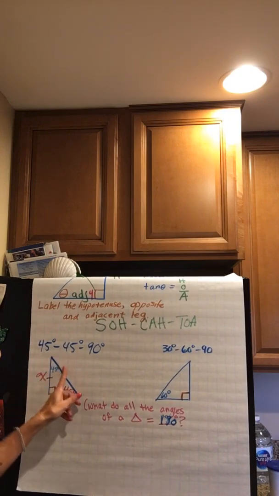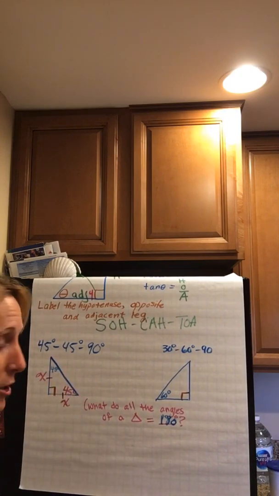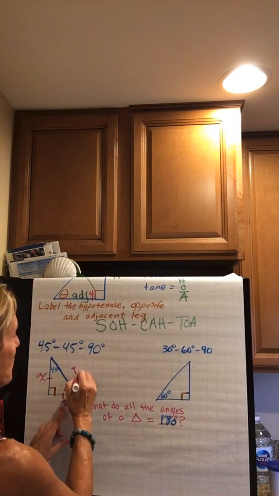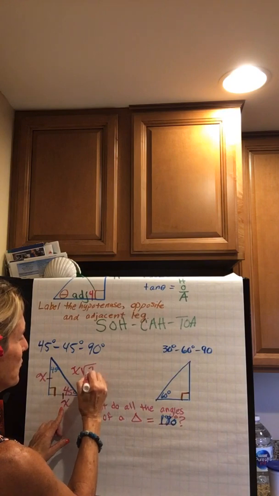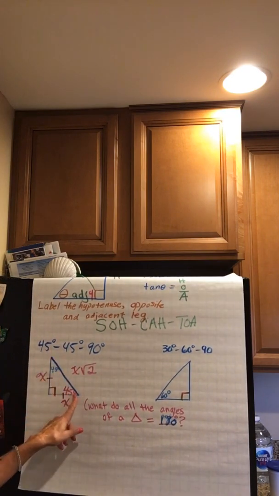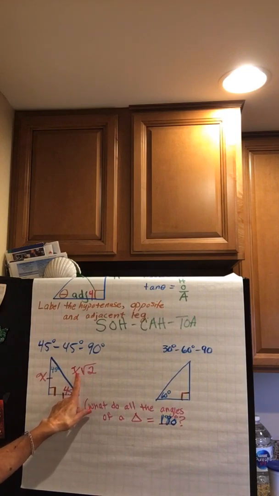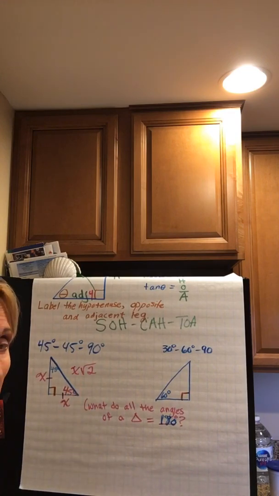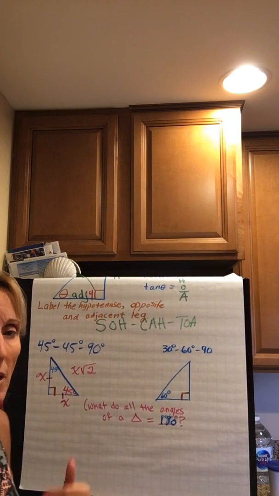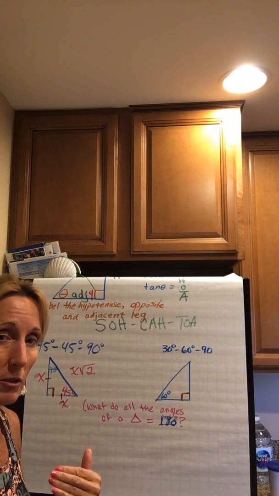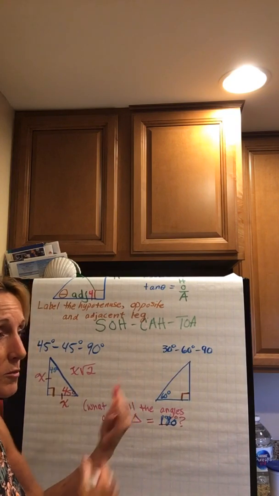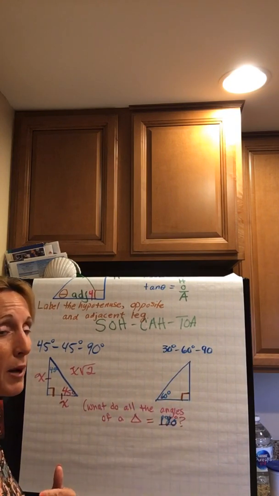Now to find the hypotenuse here, you would take whatever the leg is and multiply it by the square root of 2. So if my leg is 5, the hypotenuse would be 5 times the square root of 2. And if I knew the hypotenuse and wanted to find the leg, well, what's the opposite of multiplication? Division. I would just have to divide going backwards. So you multiply to get the hypotenuse.